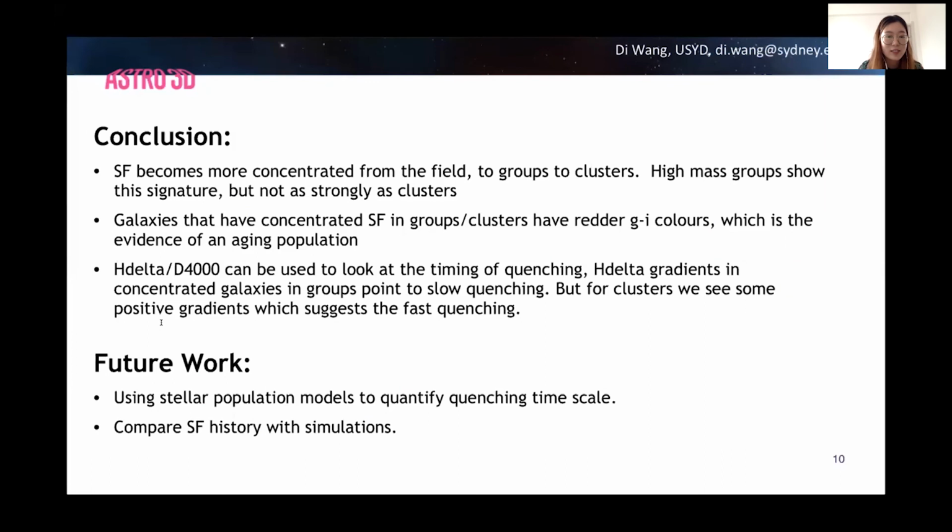H delta gradient in centrally concentrated galaxies in groups points to slow quenching, but for clusters, we see some positive gradient which suggests fast quenching. My future work is to use stellar population models to quantify the quenching timescale and to compare the star formation history with simulations. That's all, thank you.